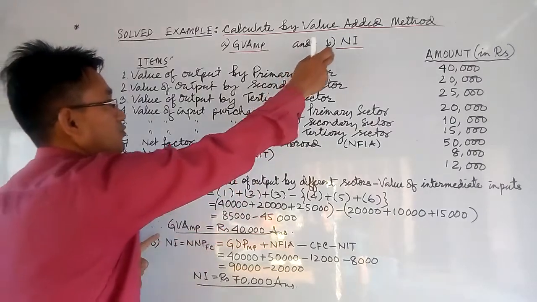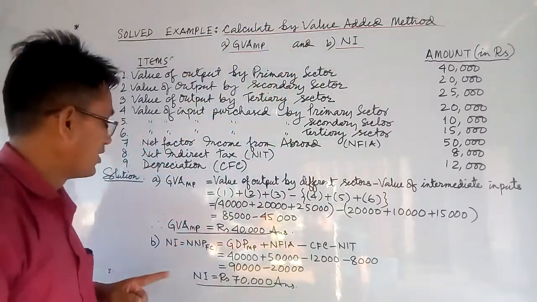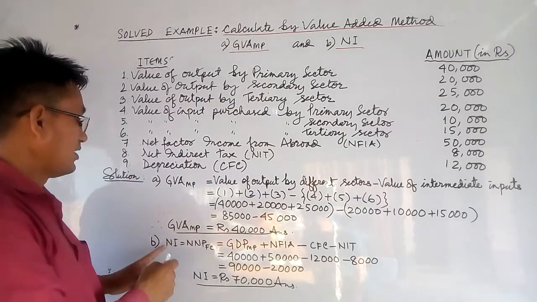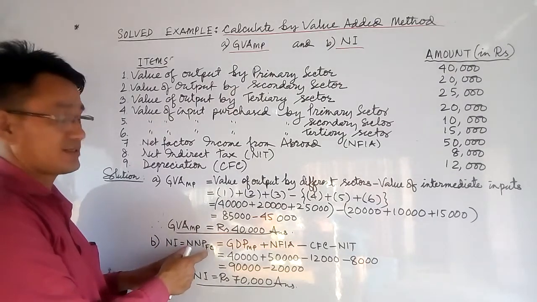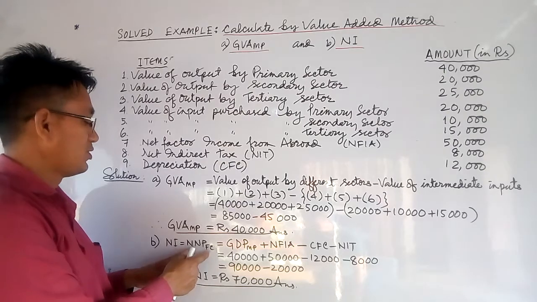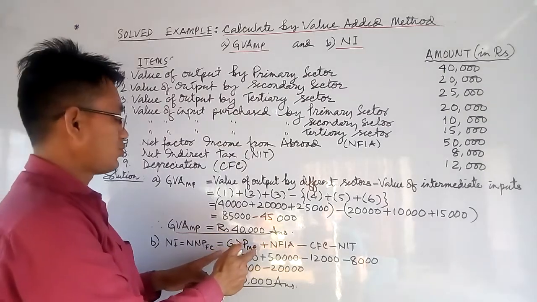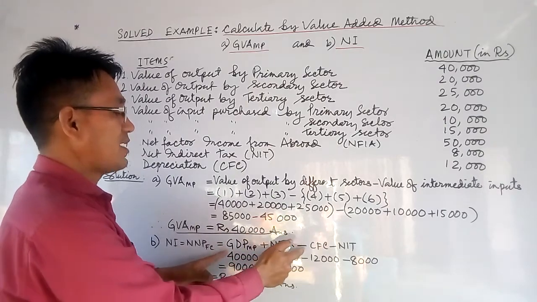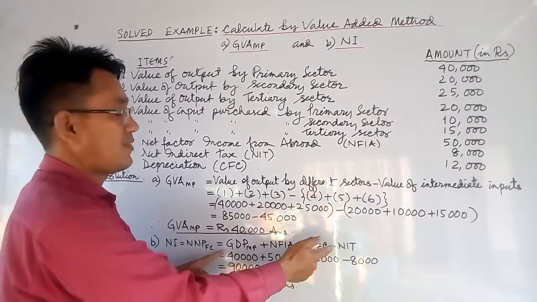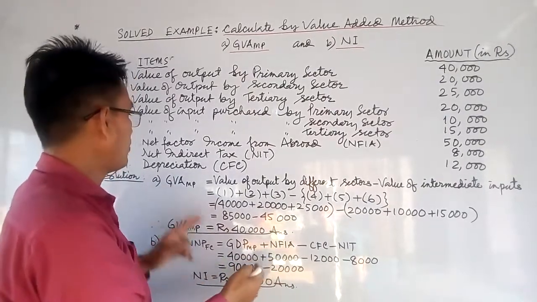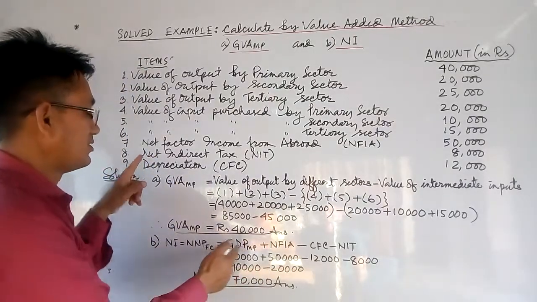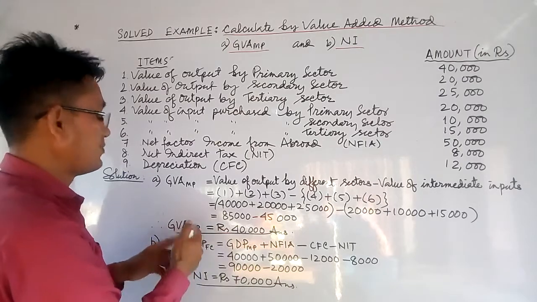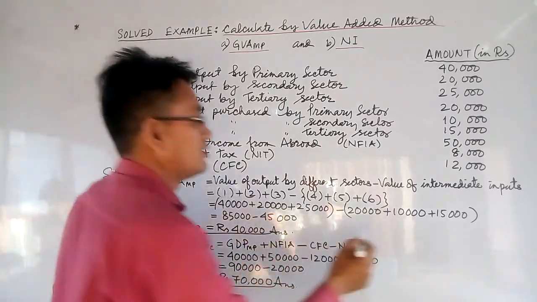And next we have to find the national income. For finding national income, we use the formula as usual. National income is nothing but national product at factor cost, which is given by gross domestic product at market price plus NFIA minus CFC minus NIT. These are all given. GDPMP we have just calculated here. GDPMP and GVAMP, these are the same, as I told you earlier.